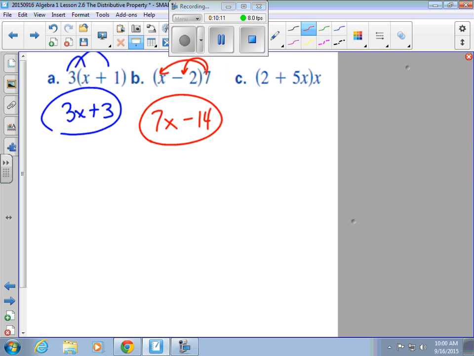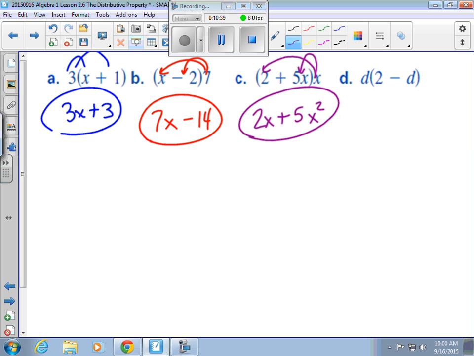Here's another one. 2 plus 5x times x. Again, it's written backwards. Remember what you've got to do when you multiply x times x. x times 2 is 2x. x times 5x is positive 5, and you have two x's, so it's x squared. 2x plus 5x squared.